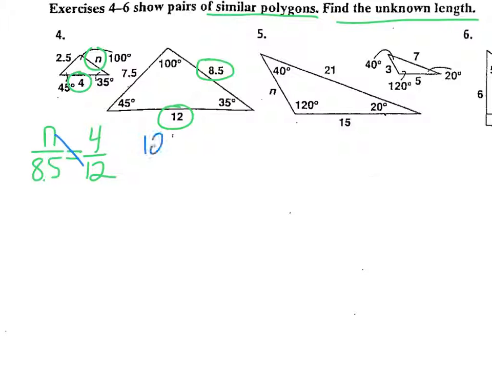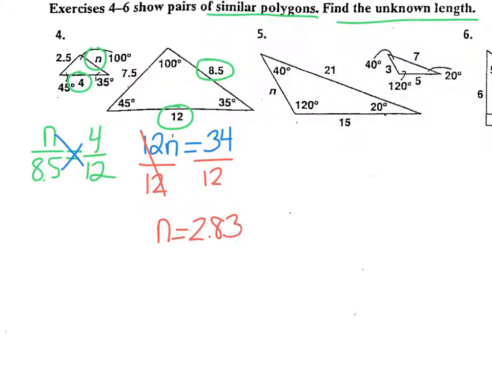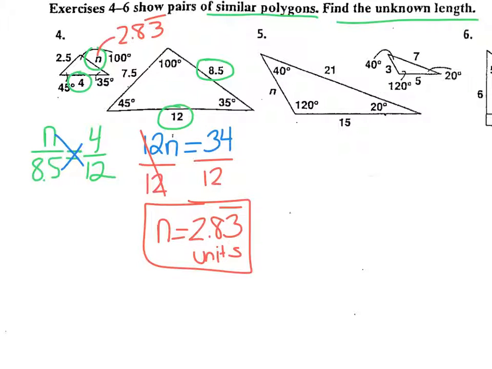So to solve for N, we're going to do the cross product. So we have 12 times N equals, and now we're going to do 4 times 8.5, and when you do that, you get 34. So then we're going to solve for n by dividing both sides by 12. So n equals 34 divided by 12 gives us 2.83 repeating. And there are no units on there, so I'm just going to write units. So we just figured out that this side right here would have to be 2.83 repeating if those two triangles were similar.